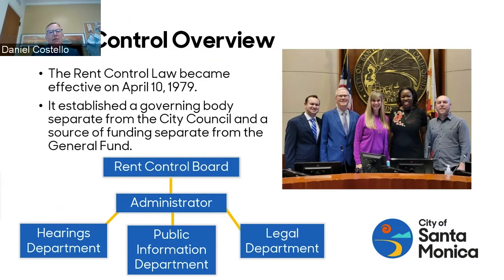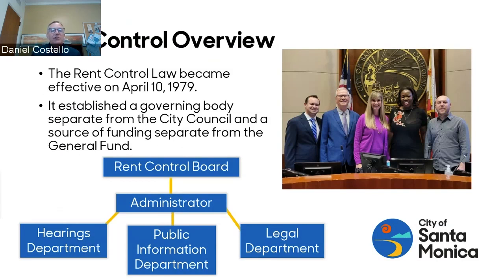The way that rent control is structured is there is an elected rent control board, and you see the pictures there of the current board members. They are elected members, or appointed members if there's a vacancy. They each serve a 4-year term, and they can serve 2 terms under our law. They oversee the work of the agency, and they work very directly with the administrator, who is the person here at City Hall who runs the day-to-day operations of rent control.